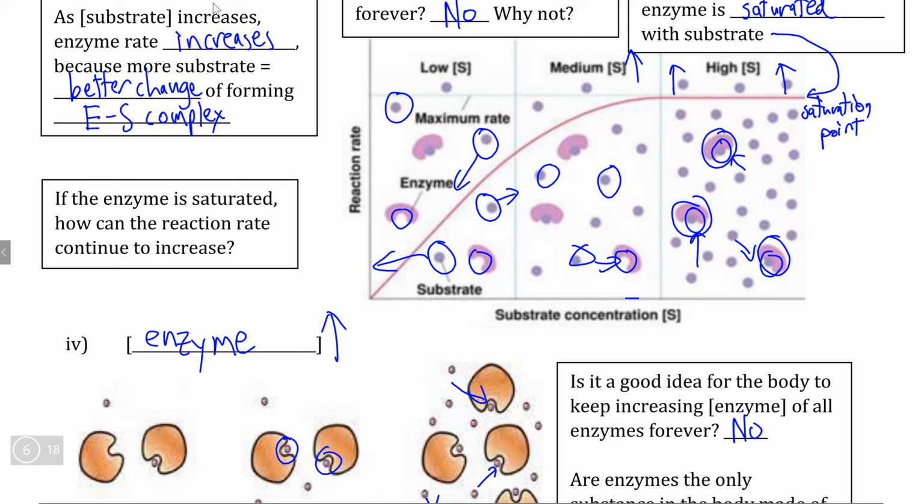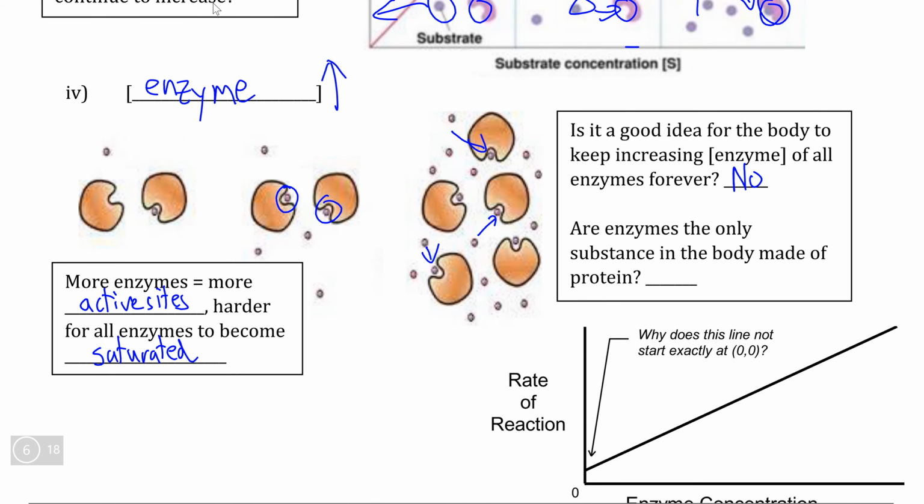For example, the chemical reaction to take glucose and turn it into glycogen, we don't need to do that if we don't have any glucose in our body, so producing a lot of those enzymes would be a waste of the body's resources. But the most important reason why we don't do this is that enzymes are not the only substance that is made out of protein.